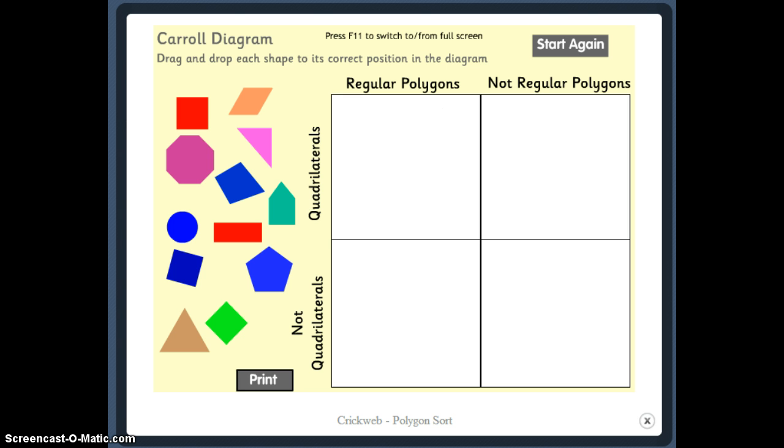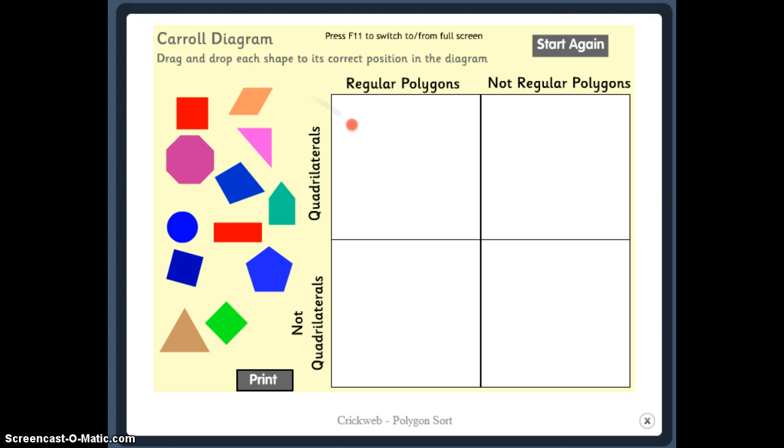You'll notice the shapes there to the left. We're going to place those shapes into the correct boxes, if you will. So let's start with this shape here. This shape here is a square. We're going to place this square. The square has four sides, so like we learned last week, this is a quadrilateral.